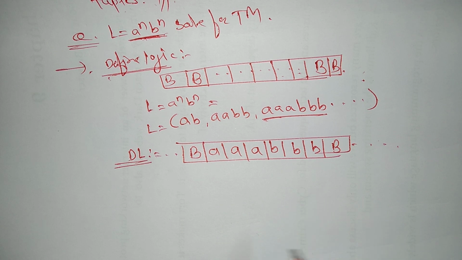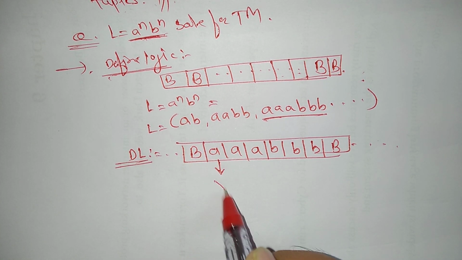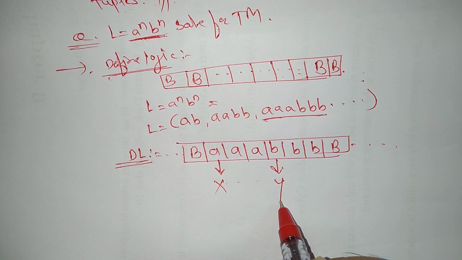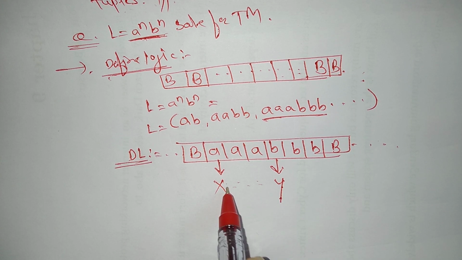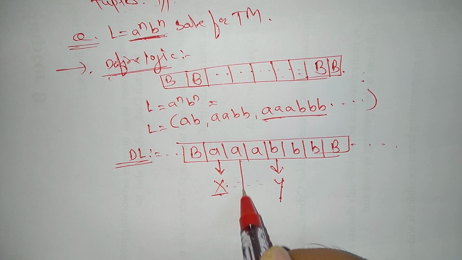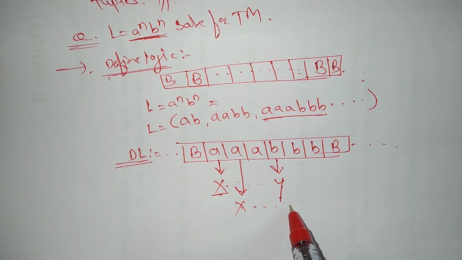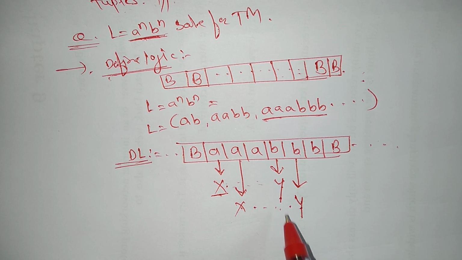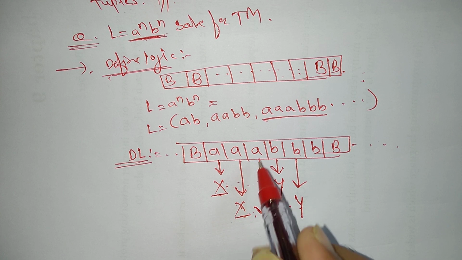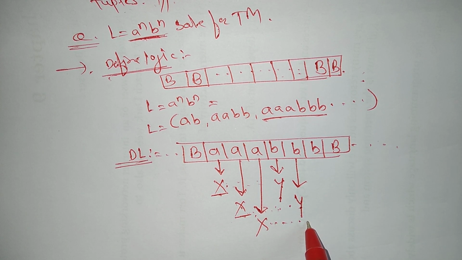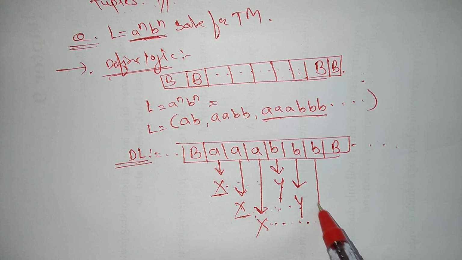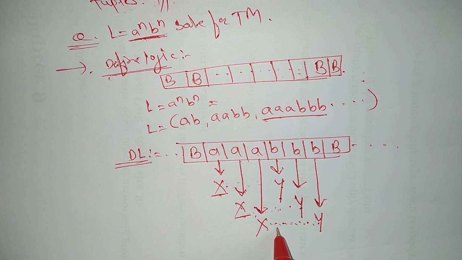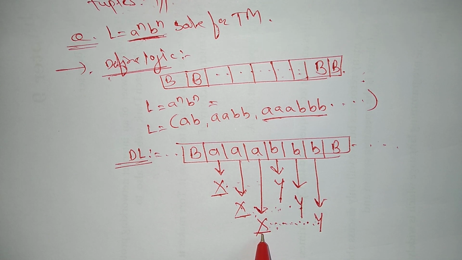Some students will say: the first A I will replace with X, then go ahead, and whenever B comes I will replace it with Y. As soon as Y occurs, I will come to the left and check where the first X occurs. Whenever the first X is there, I will go to the right side, replace A with X, and go right till the first B occurs. Whenever the first B occurs, I replace it with Y, then move left till the first X occurs. Then I go to the right, replace A with X, and wait on the right for the first B. Replace it with Y, then come left up to X. Whenever X comes, I go to the right side.